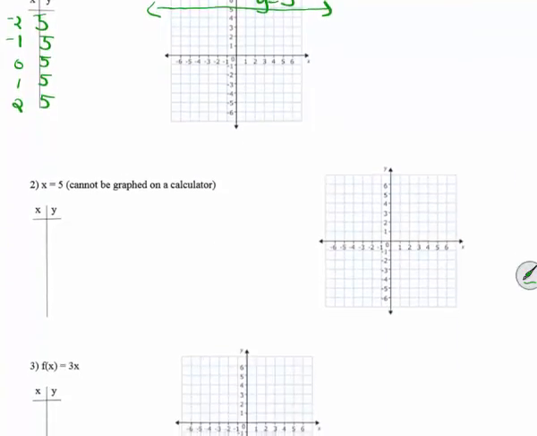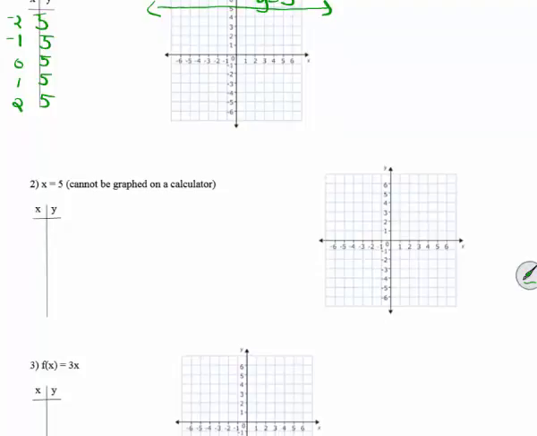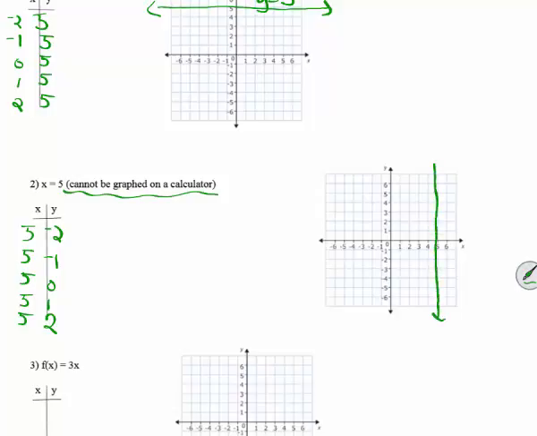Okay, so x equals 5. This one cannot be graphed on a calculator because it's technically not a function. We can show what it looks like, but it's not going to come up on a calculator. Because no matter what y is, x is always 5. So these are going to be your vertical lines that go straight up and down, and of course we want to label it, right? But that was not a function.